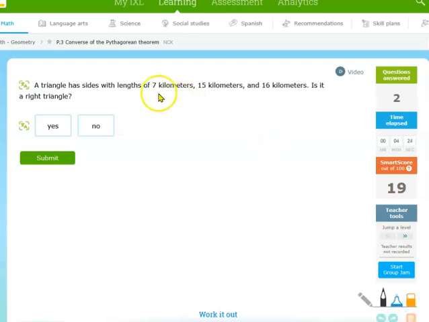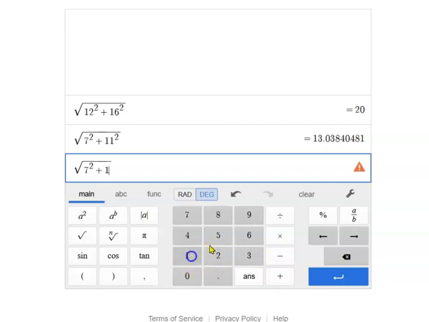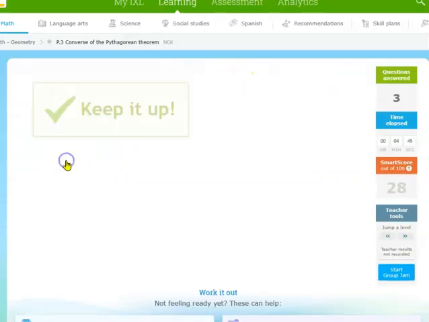Okay, next up, I'm going to underline my two legs. So 7 and 15 are my legs. Those are the numbers that are going into the formula, and 16 is the answer that I'm hoping to get. So 7 and 15, let's pop them in. Square root of 7 squared plus 15 squared is equal to 16.55. That's not exactly 16, so we're going to say no.